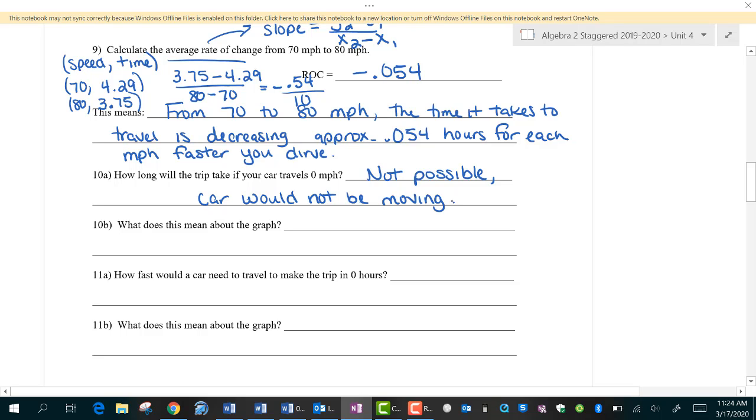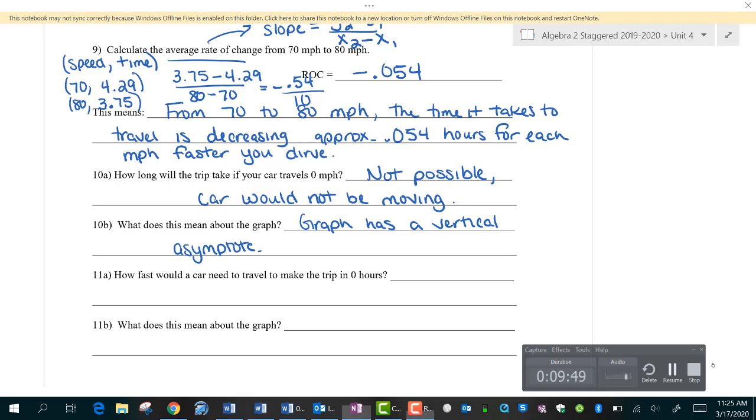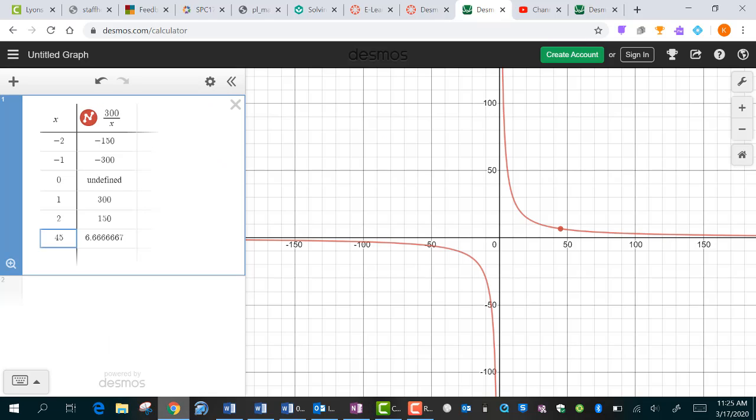What does this mean about the graph? This means our graph actually has a vertical asymptote. A vertical asymptote is an imaginary line that your graph gets really close to but never actually touches. For example, if I look back on the graph on Desmos, I can see there's this imaginary line between those two curves on my graph right when x equals 0. We're going to discuss that a lot the week after spring break.